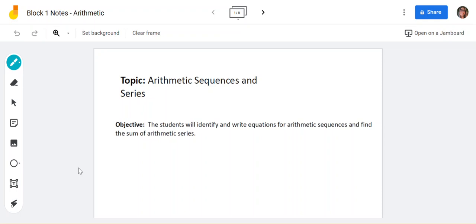Today we're going to be learning about arithmetic sequences and series. We will identify and write equations for arithmetic sequences and find the sum of an arithmetic series.